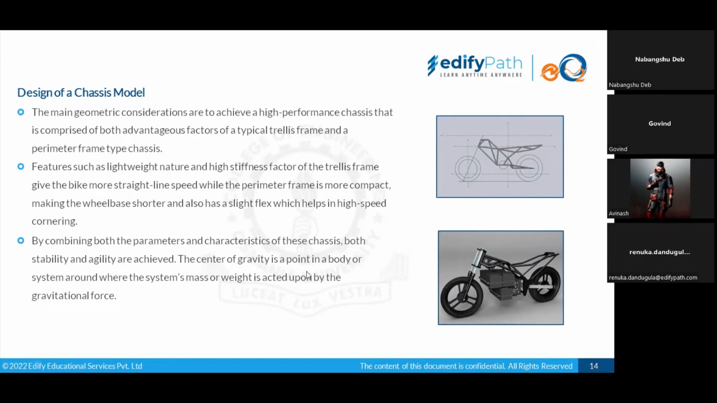The center of gravity is a point in a body or system around which the system's mass or weight is acted upon by the gravitational force. So when we are designing any chassis, we could have a combination of both. The good points of both chassis can be taken to make a good bike, because every bike can't be a racing bike, and every bike can't be a normal basic bike. So we have to have some combination of features of both chassis to make a better product.